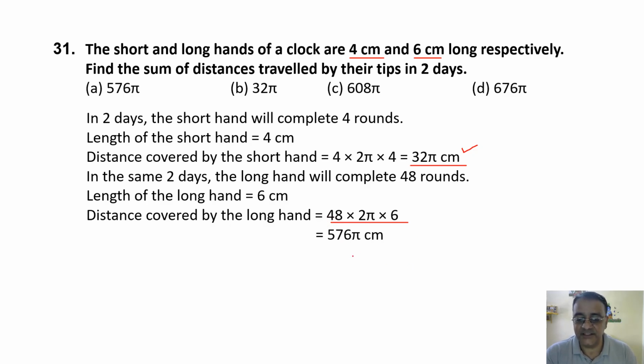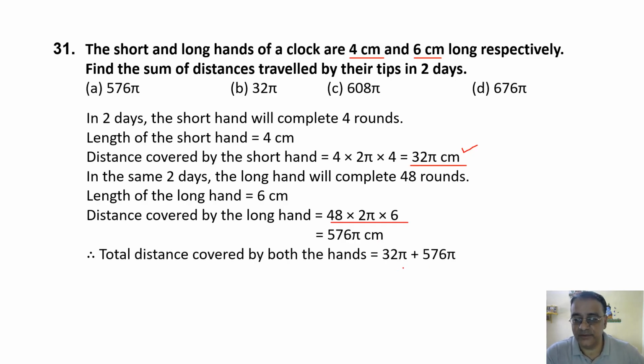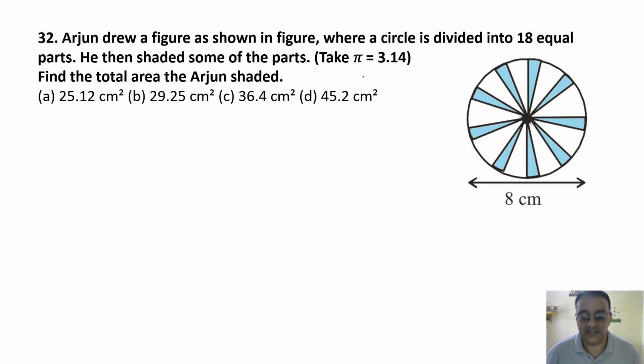And now we have to find the total distance covered by these two. So we have to add these two. अगर दोनों को ऐड करेंगे तो हम लोग को मिल रहा है 608 pi. And the correct option is option C. Now we are moving toward the last question of section B.